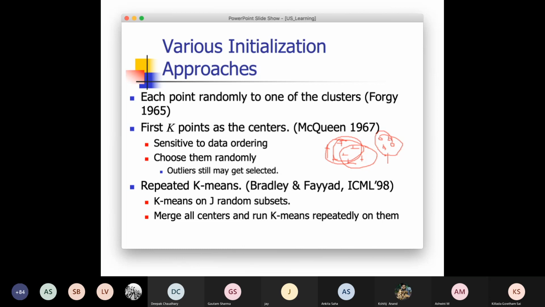that is not your final result. That is your initial center. Then you perform k-means on the whole data set using those centers. That is what repeated k-means is. Is it understood? Any questions on this?